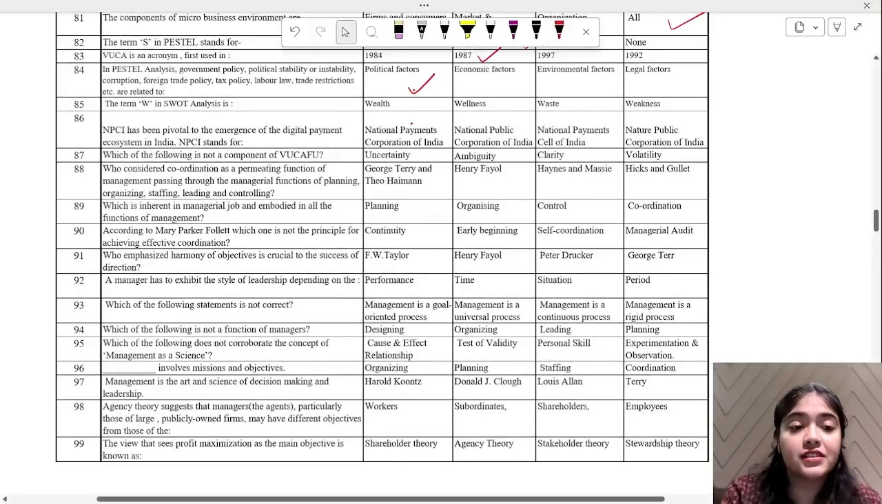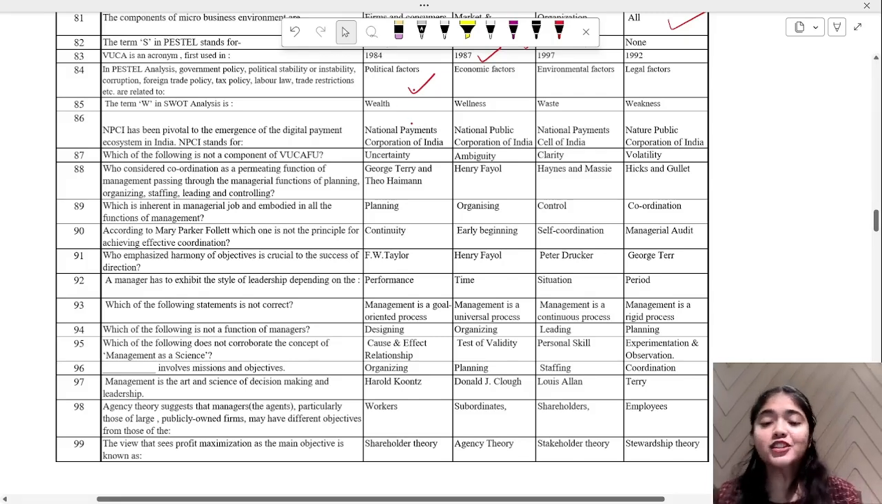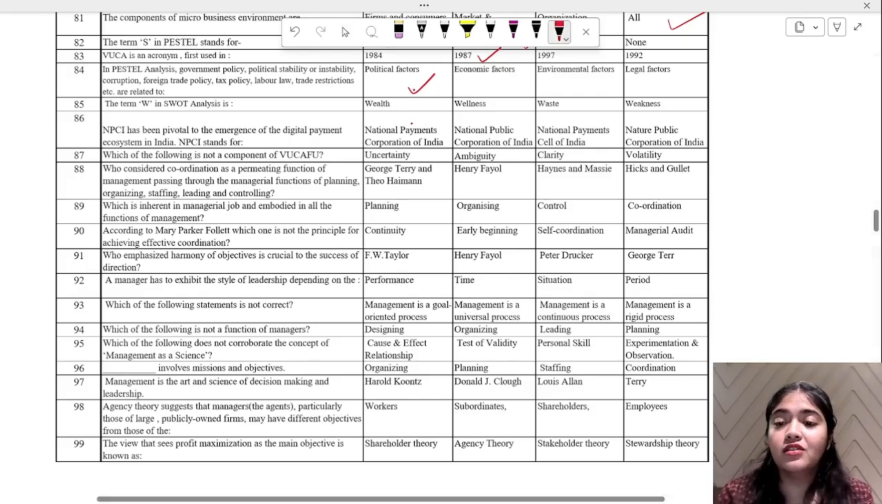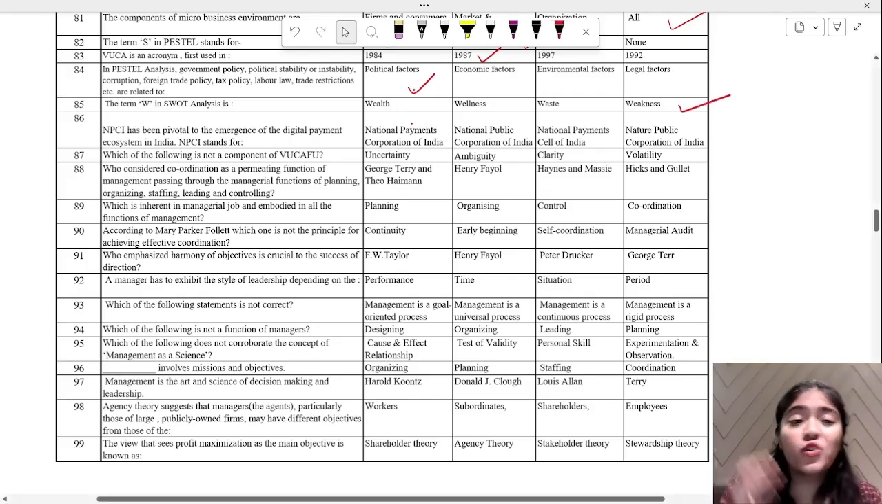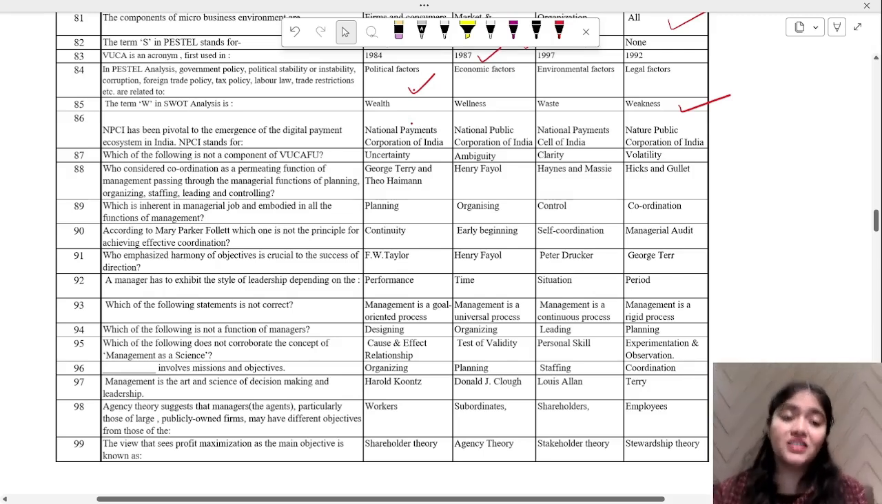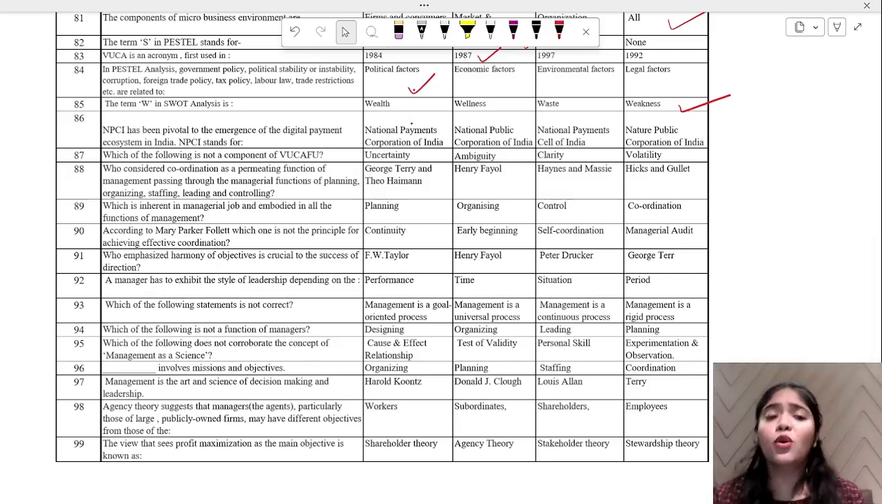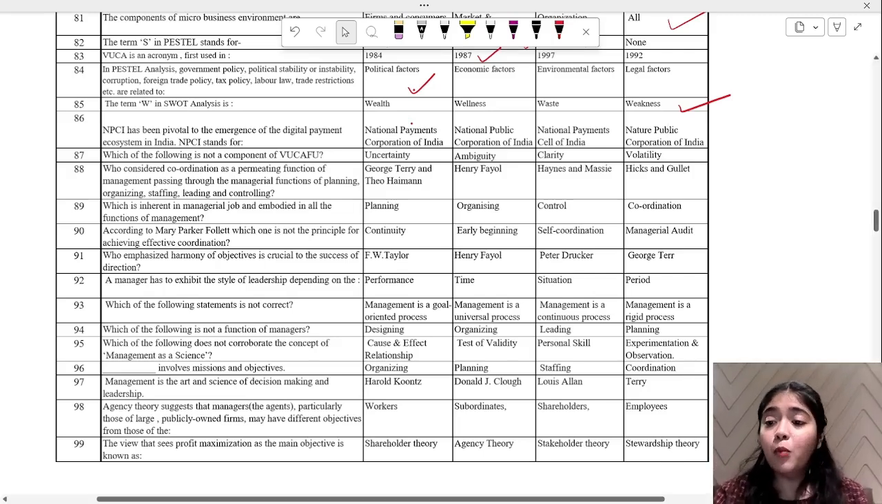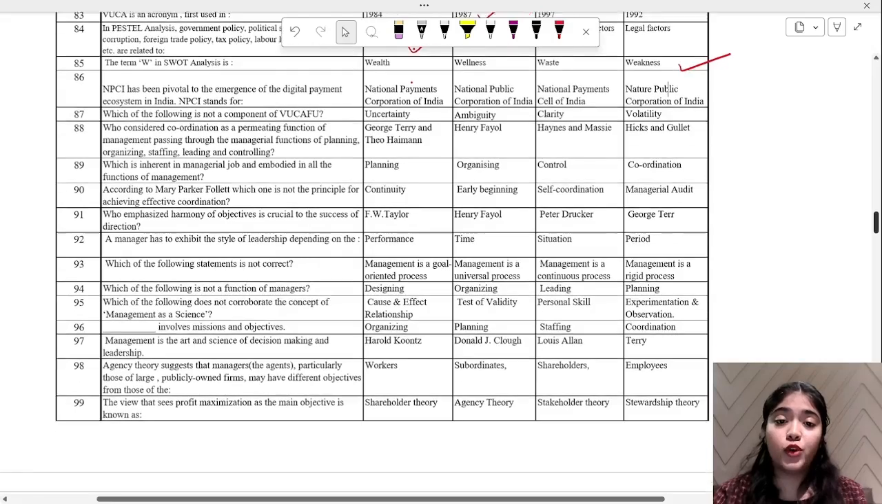Political factors. Now, the W in the term SWOT analysis stands for, you know it very well. That is your weakness. Option number 4. So you have to see, this is a simple question they can ask you. SWOT analysis, PASTEL stands for, S stands for, P stands for. All this is very simple. You have to remember this. Bonus marks, you can say this is for you.